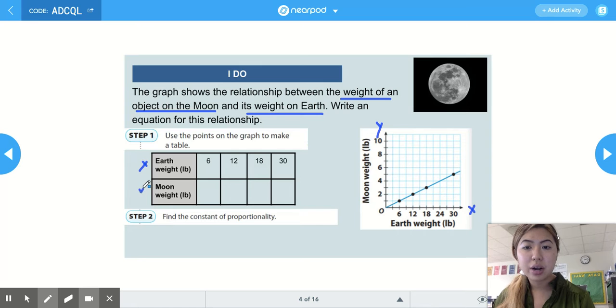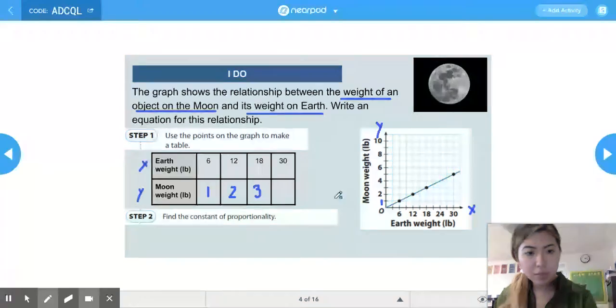In tables that are horizontal or flat, the top row is always going to be the x values, and the bottom row is always going to be the y values. Okay, this first point right here is 6, 1, since the y-axis is going by 1s and the x-axis is going by 3s. And then the second point right here is 12, 2. The third point is 18, 3. And then the last point is 30, 5.